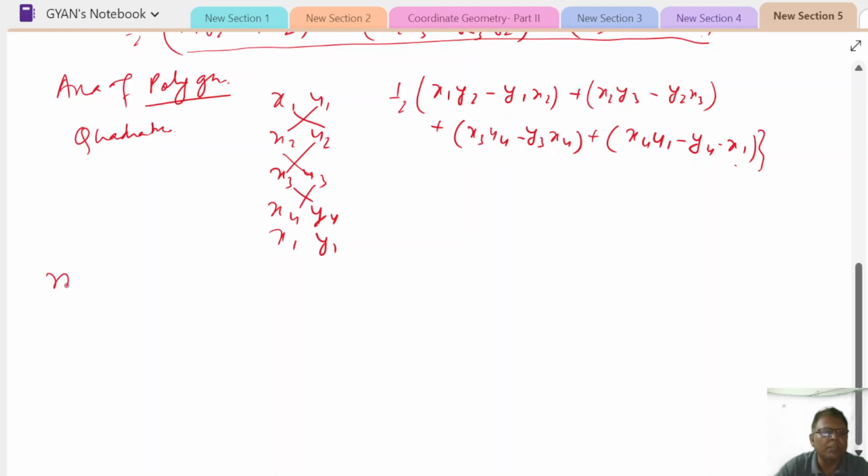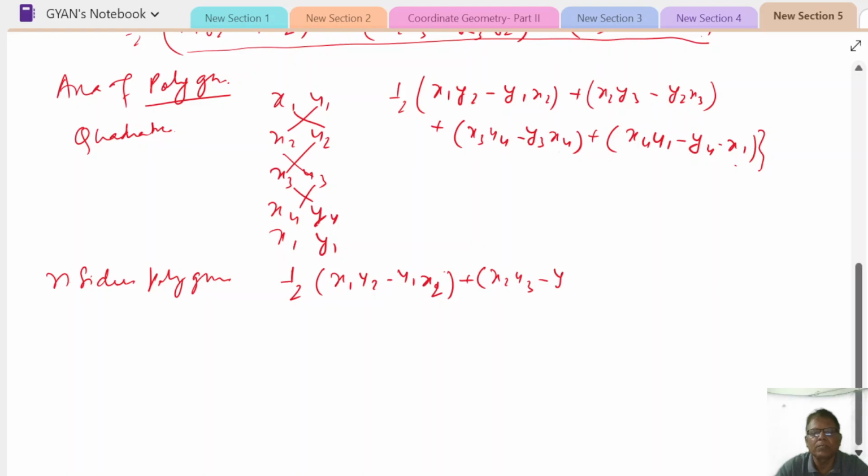Similarly, for an n-sided polygon it will be half of x1 y2 minus y1 x2, plus x2 y3 minus y2 x3, up to xn y1 minus yn x1. So this will be the area of the polygon.